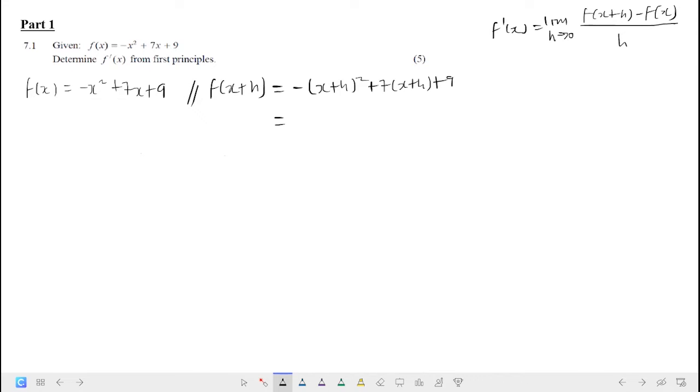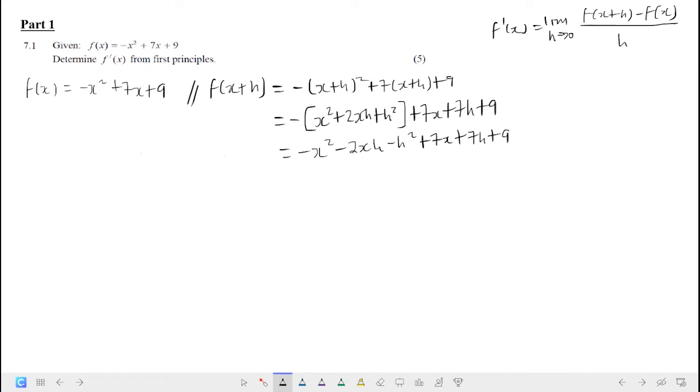Now, what's the next thing that you need to do here? You need to simplify this. Now, when you simplify this, you should get x squared plus 2xh plus h squared plus 7x plus 7h plus 9. And then now the final solution here is going to be minus x squared minus 2xh minus h squared plus 7x plus 7h plus 9. Now, what do you see here? Here you have f of x plus h being that, and also you have f of x being minus x squared plus 7x plus 9.